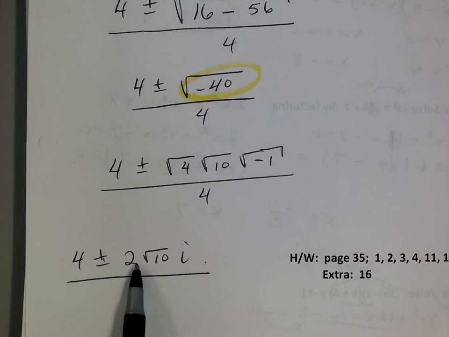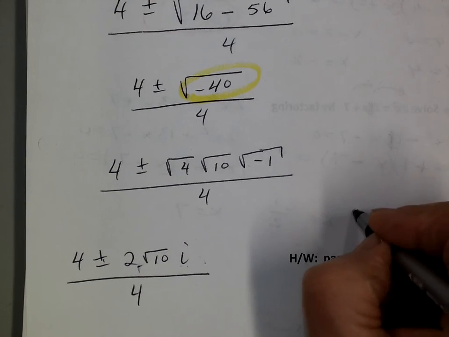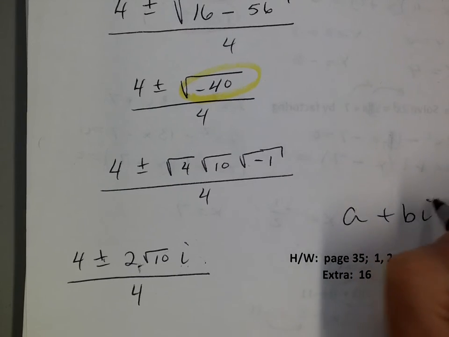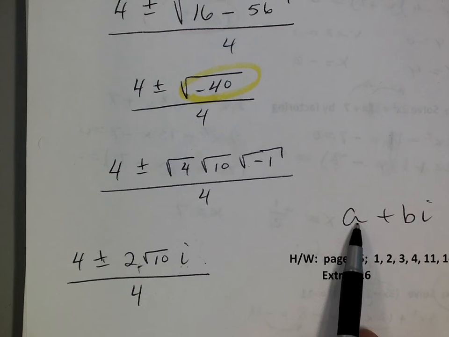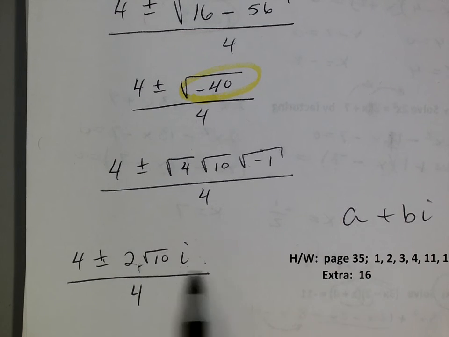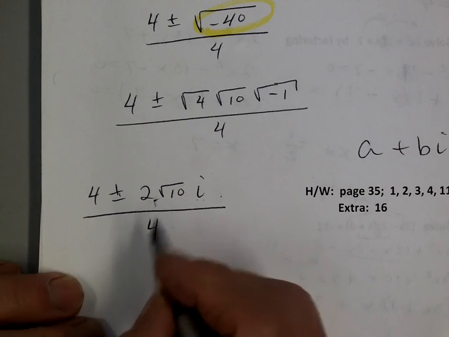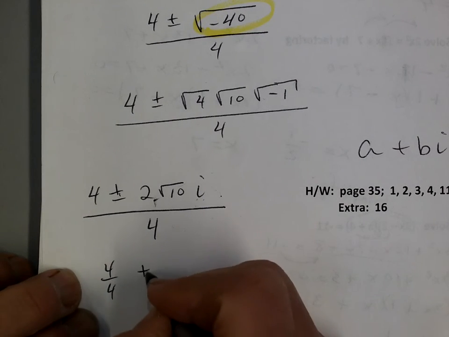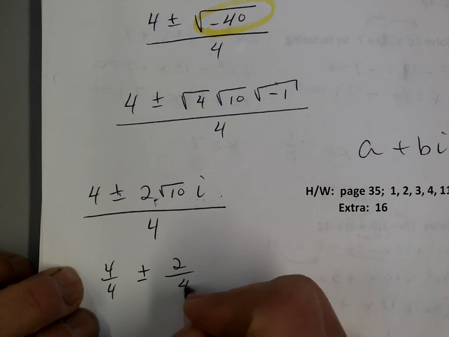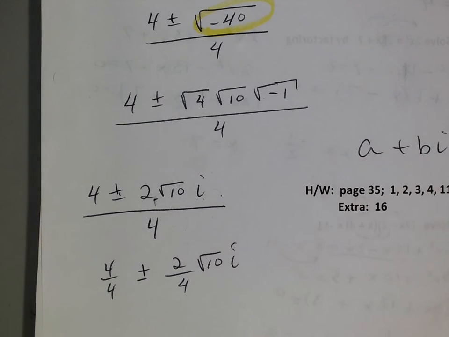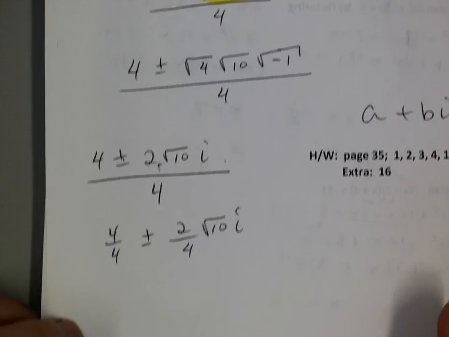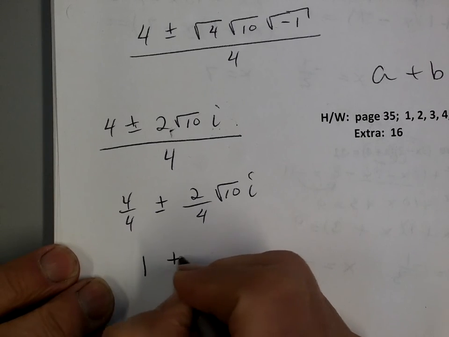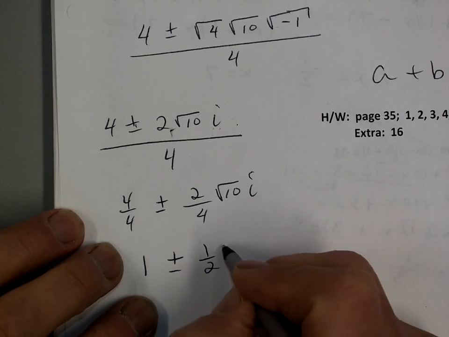Now the book sometimes puts the i here. I like it at the end. It's just annoying here, but I like it at the end, okay? So now, it has to be in the form of a plus bi. So you have to really put them separately. You have to have a real number and an imaginary part. Now I wouldn't mark this wrong on a test, but if you want to do this correctly, you've got to rewrite as 4 over 4 plus or minus 2 over 4 square roots of 10i. And then I'm just going to finish it up as a 1 and a 1/2, okay? So finally, 1 plus or minus 1/2 square roots of 10i.